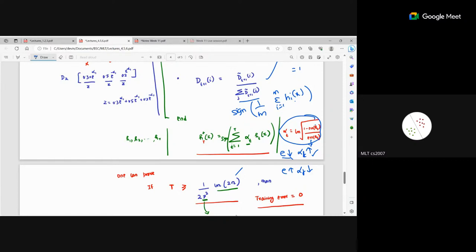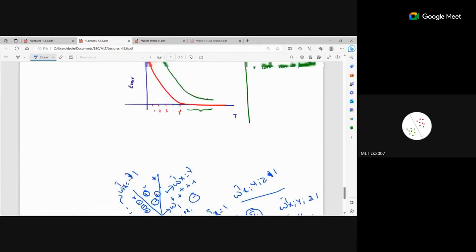And if the particular hi model has more error, then the alpha t, the weightage, is going to be less, which means that particular hi model may not be playing a higher role. For example, let's say you have 3 models, H1, H2, H3. The error for the first is 0.1, the error for the second is, let's say, 0.9, and the error for the third, let's say, is 0.4.